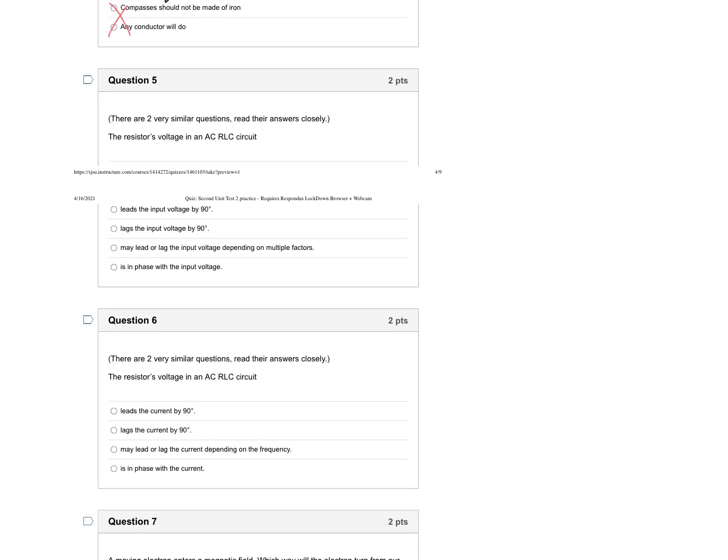Weird thing about number 5 is that it looks a lot like number 6. The resistor's voltage in an AC RLC circuit. Very, very similar questions. So similar that you think, hey, he just did the same question twice. I did, but I gave different answers. Voltage, voltage, voltage, voltage, current, current, current, current. Okay, so I'm looking at the same question in two different ways. All right.